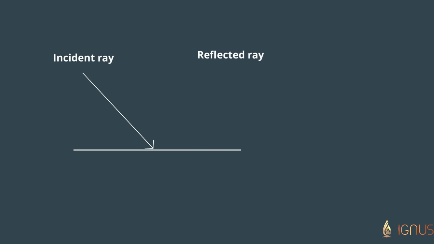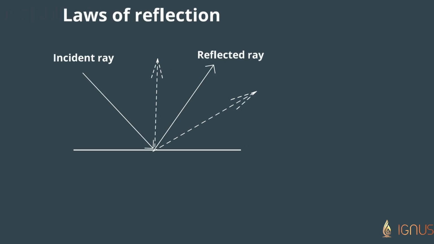Consider this plane surface. Suppose one of the rays of light from the bulb strikes at this point. This is called an incident ray. We know that this surface will reflect these rays and the reflected ray will travel in this direction. Why only in this direction? Why not here and here? This is because rays of light obey certain laws of reflection when they strike any surface.